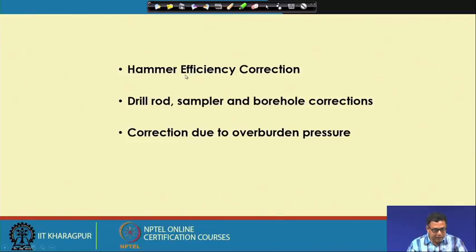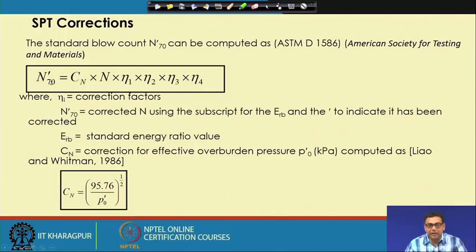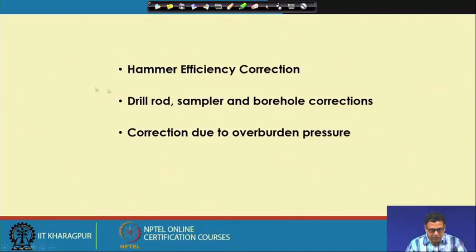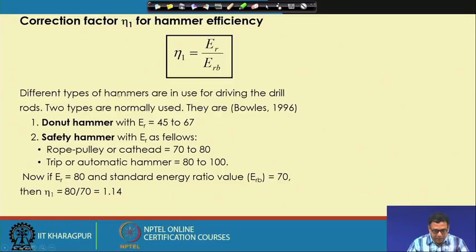That is why in this figure it is 70. This 70 is the ERB. That means all the hammers' N values we have to convert to 70% energy. So ERB is 70, and this is the hammer efficiency correction. It is the standard energy ratio, and we convert all our N values to the standard energy ratio.